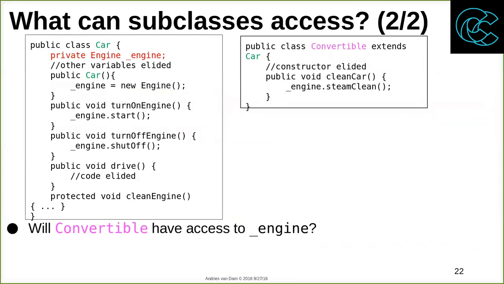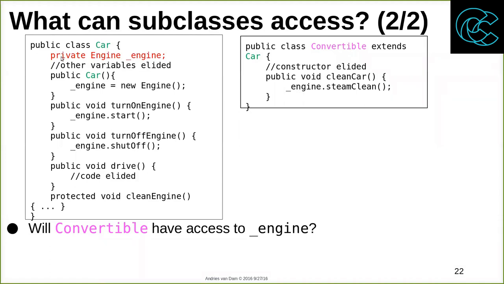So yeah, you have the complete code here. You have the car, it has a private engine, and then the constructor, and the rest of the methods are defined here. Then the convertible extends car, and it has a method called clean car. Clean car has only one instruction, which says engine.steamClean, right? So it's directly accessing the instance variable of the car.